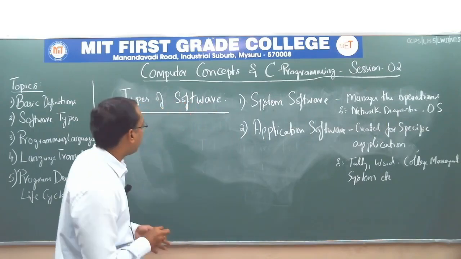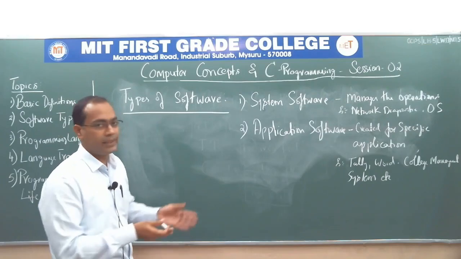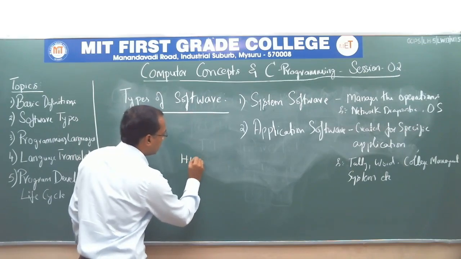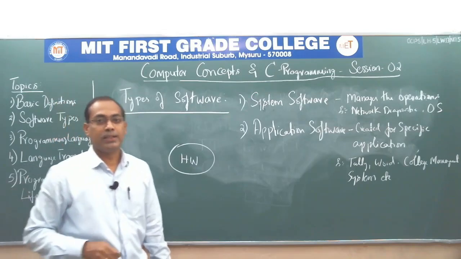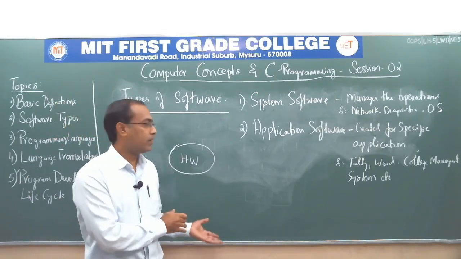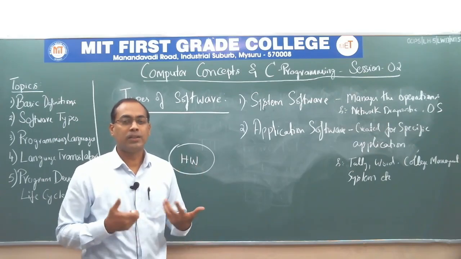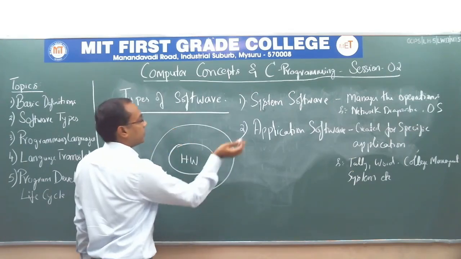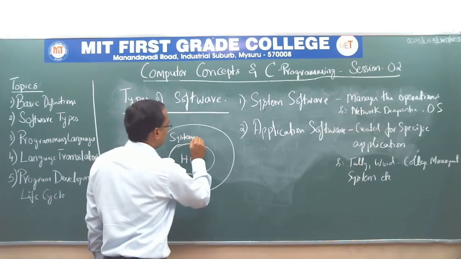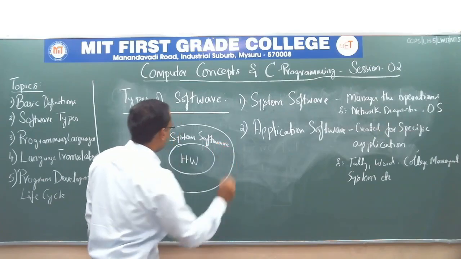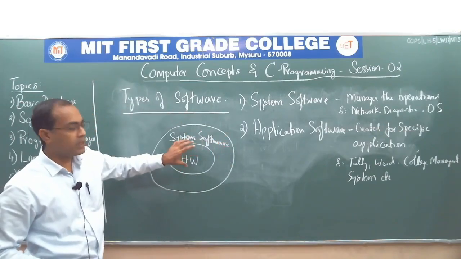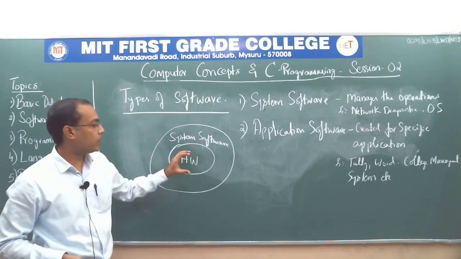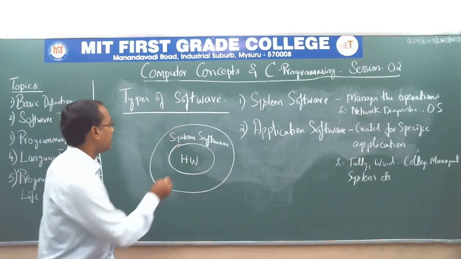Now we'll try to understand even more in depth what the difference between these two is. For this, I'll draw a simple diagram. Here, I will write HW. HW is not homework, it is nothing but hardware. Hardware is nothing but the electronic components of the computer. So this hardware, if it has to be brought to life, we need the software called system software, which manages the operations of the computer. Computer is made up of electronic devices. So this software is sitting upon the hardware. In other words, it makes this hardware alive.